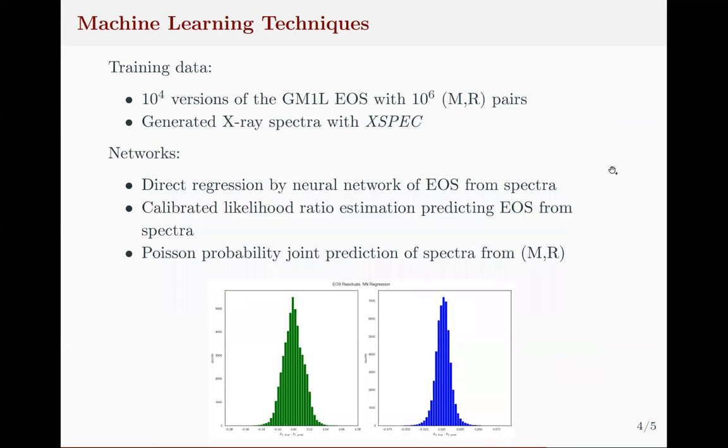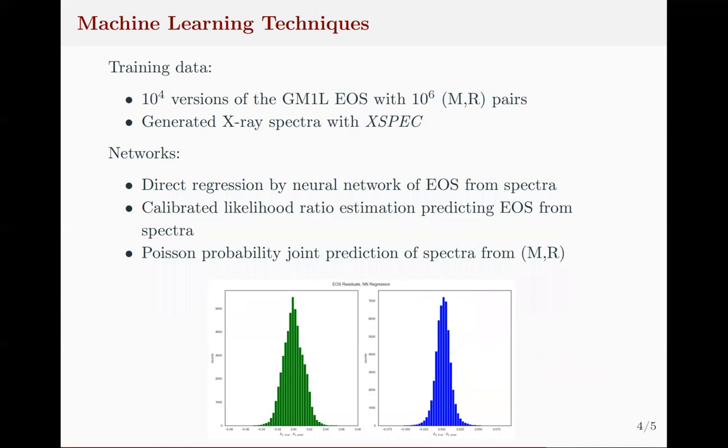So we approached this problem by first compiling a bunch of training data, which was comprised of variations of the GM1L equation of state and subsequent mass and radius pairs solved for with the TOV equations. And then we also generated X-ray spectra using a spectral fitting package called XSpec.